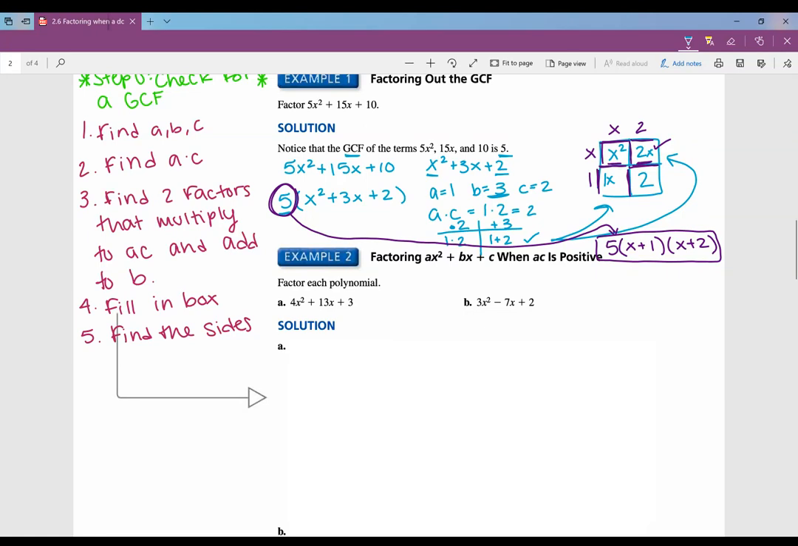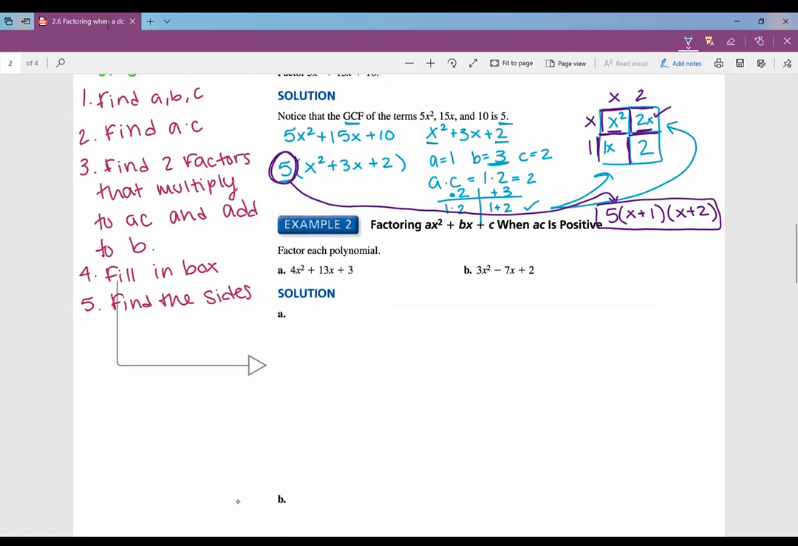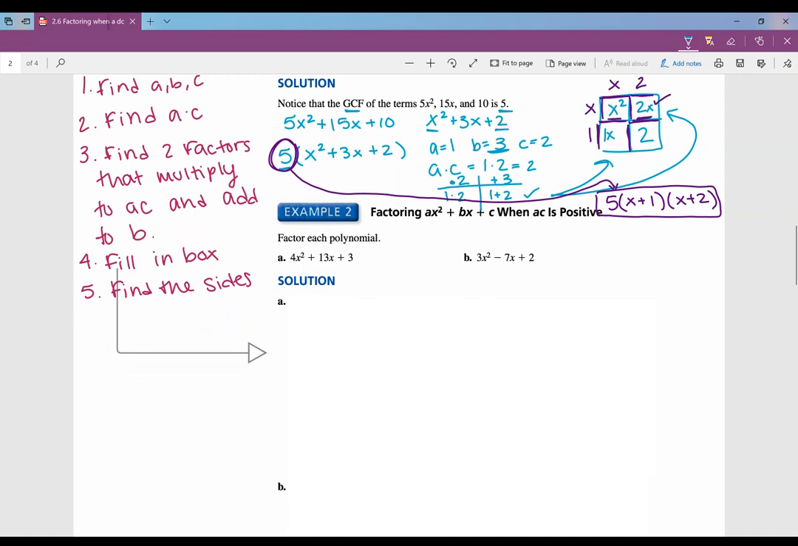All right, so let's look at example number 2. For example 2, we want to factor each polynomial. So for part A, we're factoring 4x squared plus 13x plus 3. So step 0 is looking for GCF. Well, do we have one? Not in this one. There's nothing in common between 4, 13, and 3.